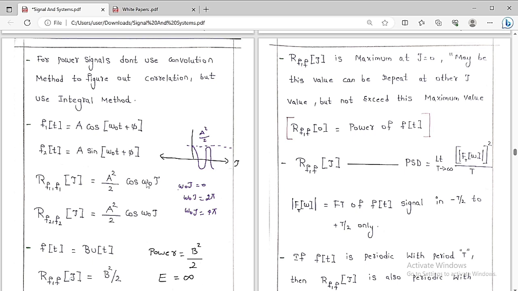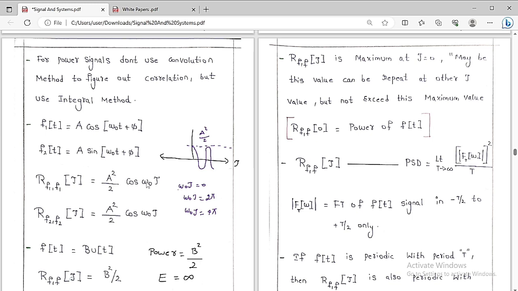So therefore we can say at the instant tau equal to 0, we are going to get the maximum value. This may repeat at other instants also, but no other value will be more than this value. So this is always the maximum value, and this value is nothing but the power of f(t). This maximum value is nothing but the power present in that function f(t).